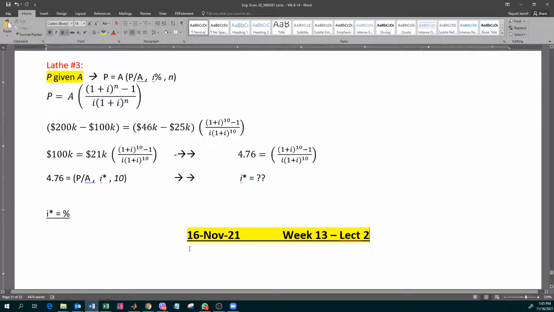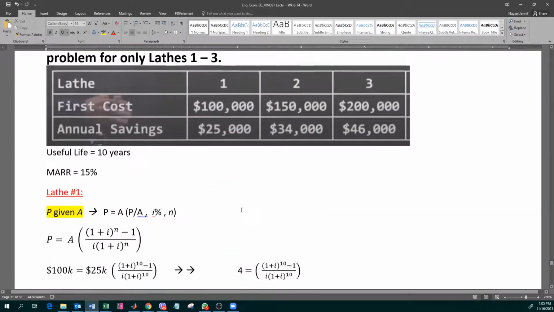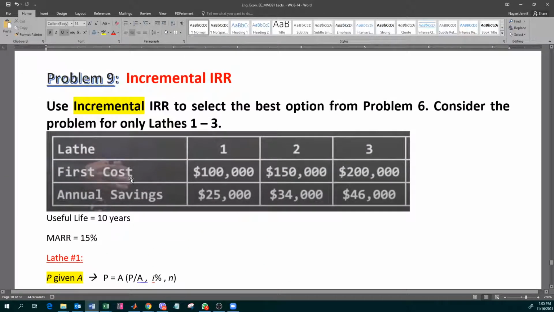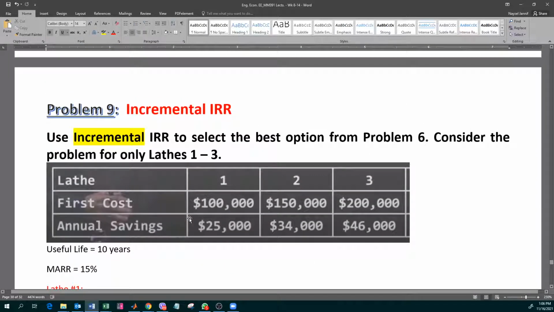Are you able to see my Microsoft Word document on the screen now? Yes, sir. All right, thank you. So the problem which we were looking at yesterday was comparing three lathes, the $100,000 lathe, the $150,000 lathe, and so on. These three lathes came from problem number 6, and we're using a method called incremental internal rate of return, incremental IRR.